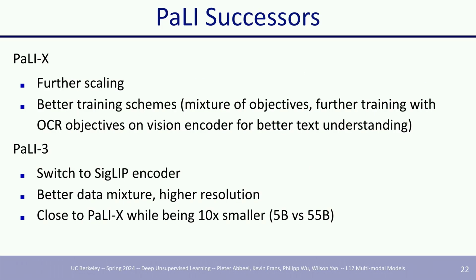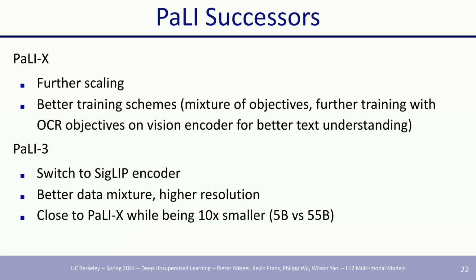And after PaLI, there were a few other papers throughout the last few years. So PaLI-X, I won't go too deep into these, but most of it was just better results through further scaling, more tinkering with the training schemes, like doing mixtures of different self-supervised objectives, a lot of different denoising tasks, and language model training, and further training with OCR objectives on the vision encoder, which I think was just essentially OCR training, unimodal, for the image encoder part, and which did transfer well to better OCR in the downstream model.